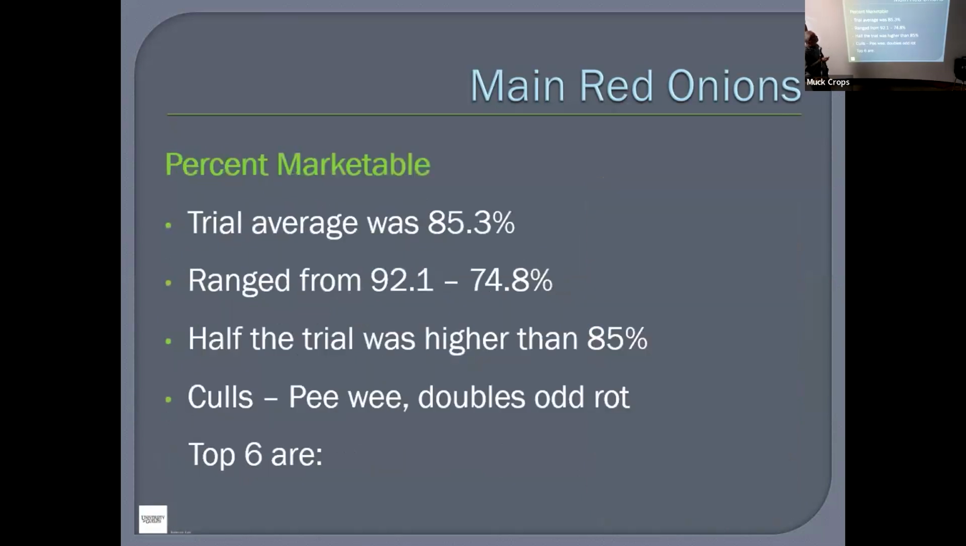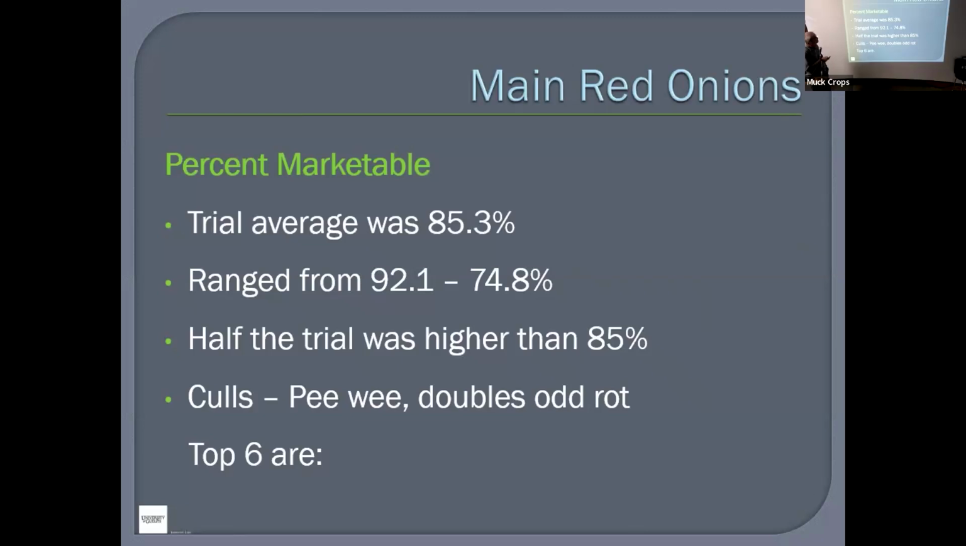As far as percent marketable goes, the trial average was 85.3. It ranged from 92 to 74. Half the trial was higher than 85%. Culls, there's a little bit of difference there. We saw peewees, again, not all fully matured. There were also a few doubles, and we saw the odd rotten onion in there.